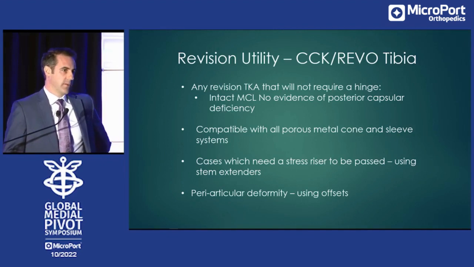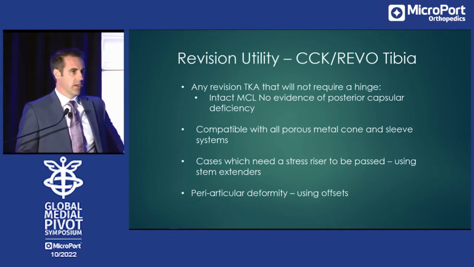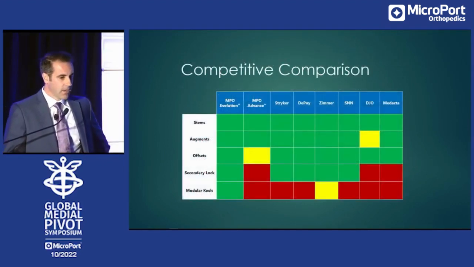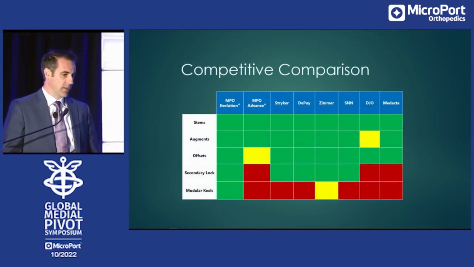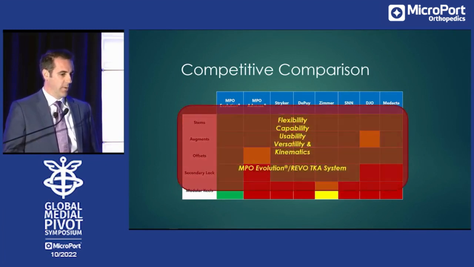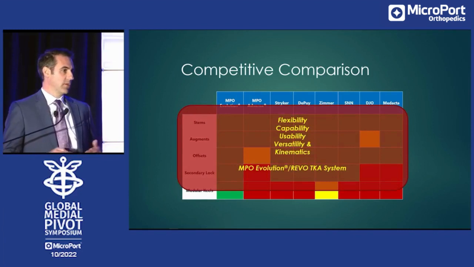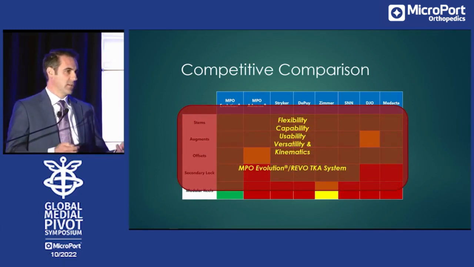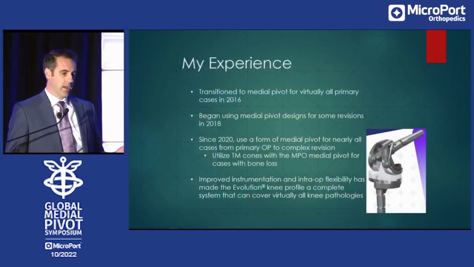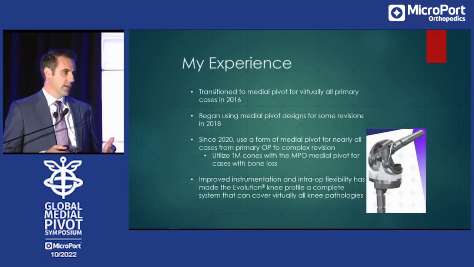And then we can manage periarticular deficiency or deformities using augments and offsets. When you just look overall at the competition, I think that this overall portfolio system offers a lot of benefit while maintaining all the flexibility, capability, versatility, usability, and importantly, the kinematics that we've highlighted so well the last couple of days here. So for me, I really transitioned over in 2016 using Medial-Pivot initially in baby steps, and then 2018 for basically all my primaries and some revisions.